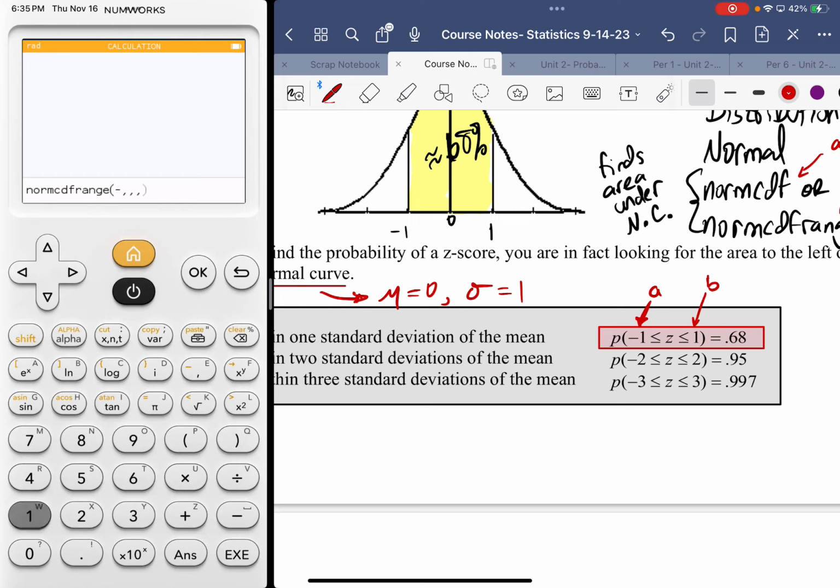So I'm going to put in a -1. Oh no, I accidentally deleted my comma. Oh, comma, +1, the mean of 0, standard deviation of 1. All right.